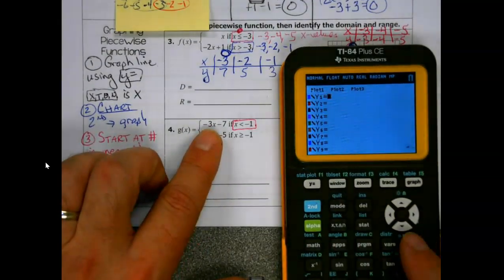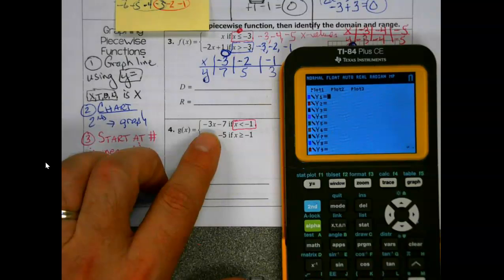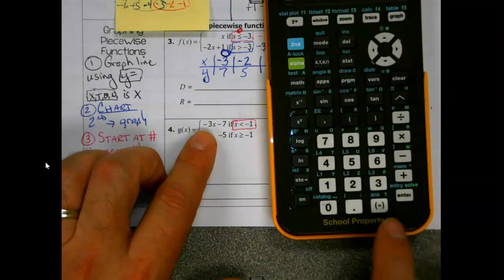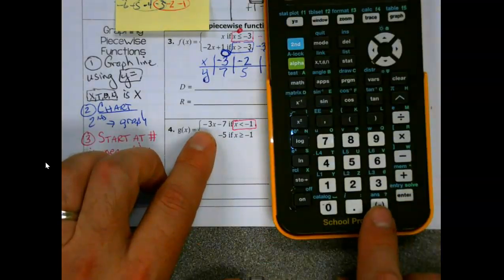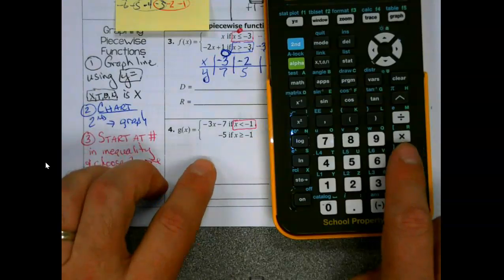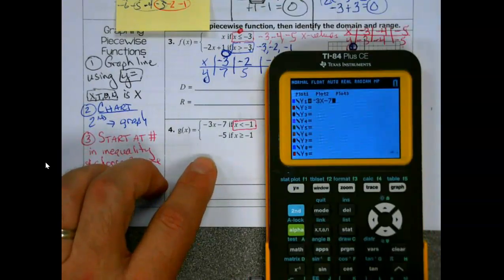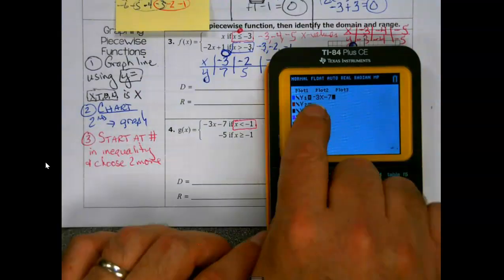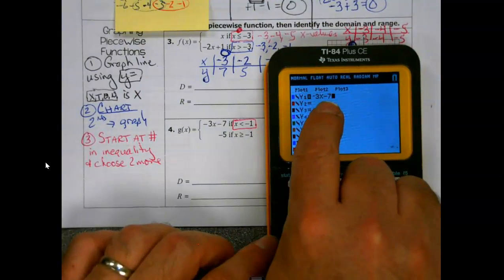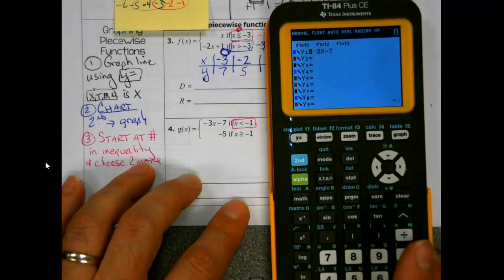Next line to play with. Type that one in. It's negative for the 3 and minus for the 7. If you don't do those, you're probably going to get an error message. The negatives are always the little short ones, and the minuses are always the real long ones here.